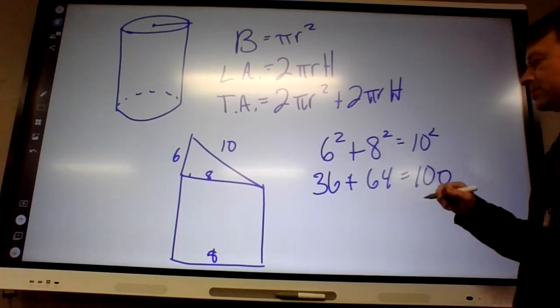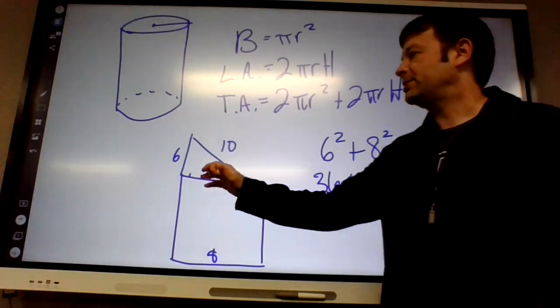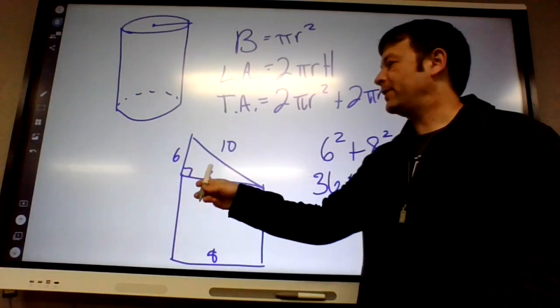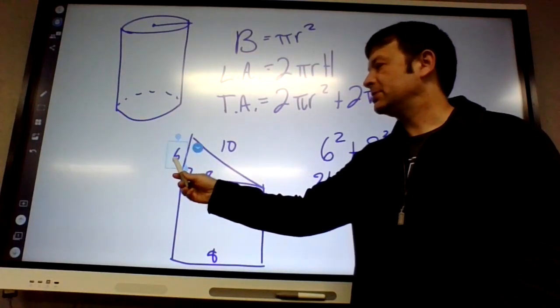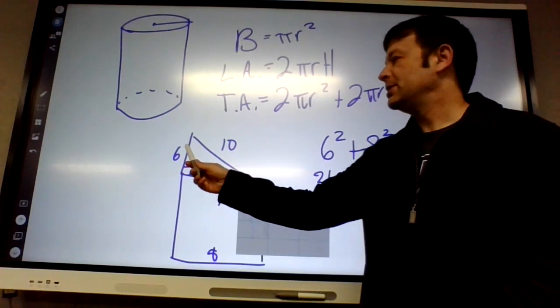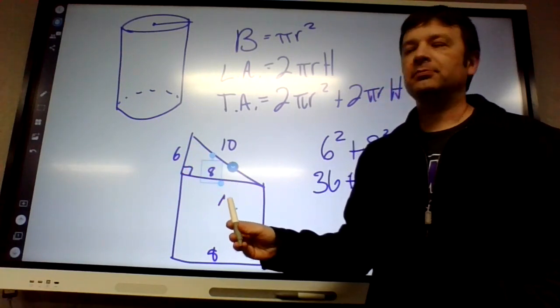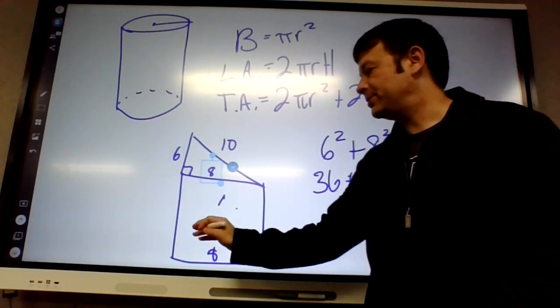Equals 10 squared. So what does that tell us? It's a right triangle. So how would I find the area of this base? Capital B base: 6 times 8 divided by 2. And then you have to multiply by 2 because there are 2 of them.